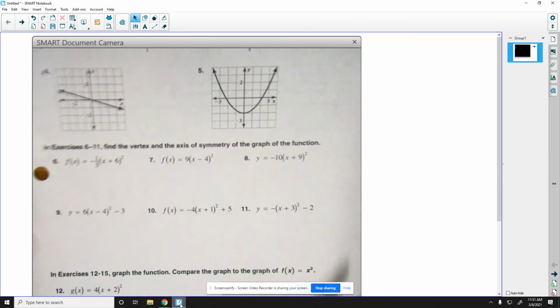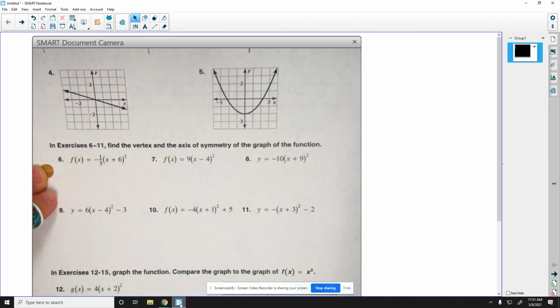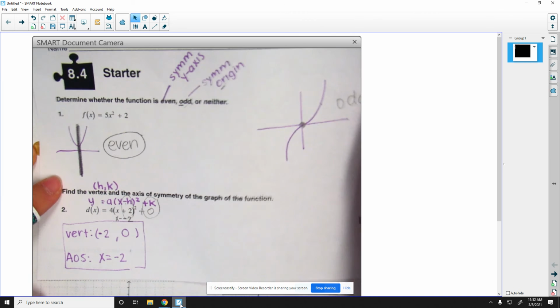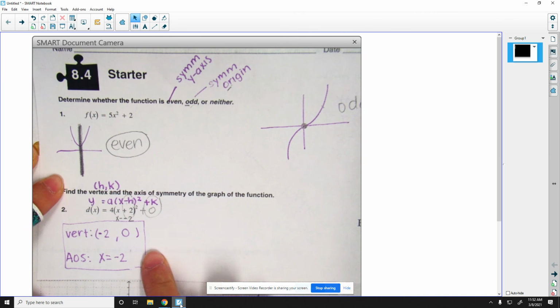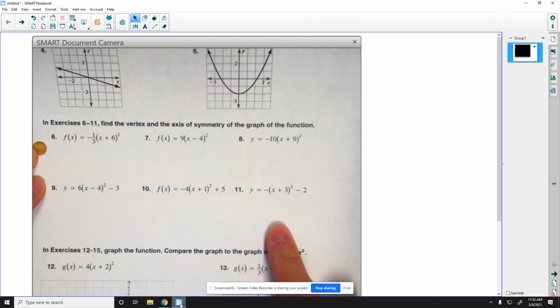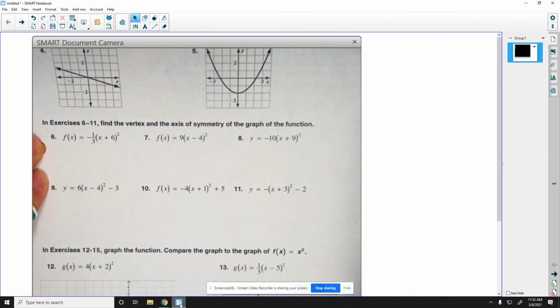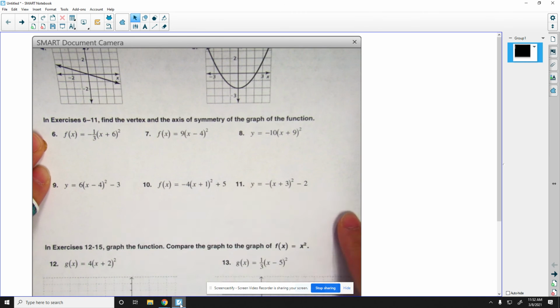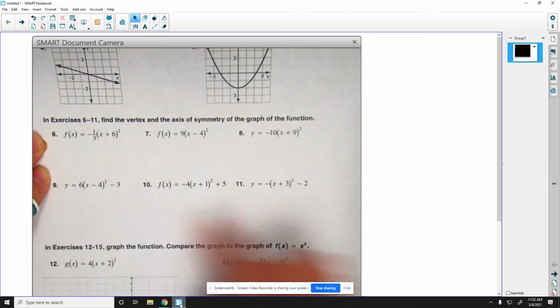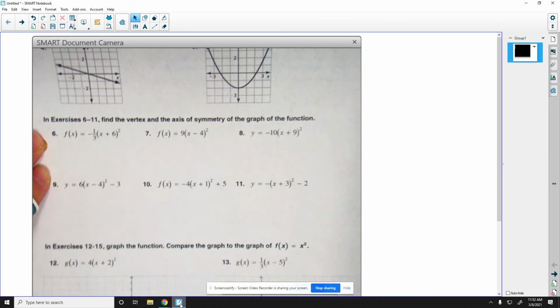Okay. 6 through 11, find the vertex and the axis of symmetry. They're writing everything in vertex form, so there's no work to show. It literally is just like number 2. There is no work to show for number 6 through 11. Even if you wanted to show work, I have no idea what you would show. It shouldn't take you very long to do each of these, maybe under a minute each, because you're just looking at it, writing it, looking at it, writing it.